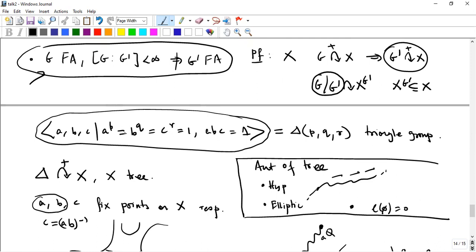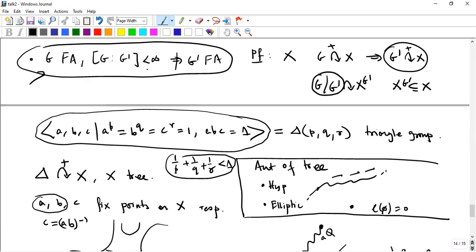But if 1 by P plus 1 by Q plus 1 by R is less than 1, then these kind of triangle groups are what are called hyperbolic triangle groups, and they have many subgroups which do not have property FA. In particular, they have fundamental groups of surfaces as subgroups. I mean, they contain groups which have free quotients. Fundamental groups of surfaces do not have property FA because you can quotient and get Z. They will have free quotients. So no way in hell can these have property FA.